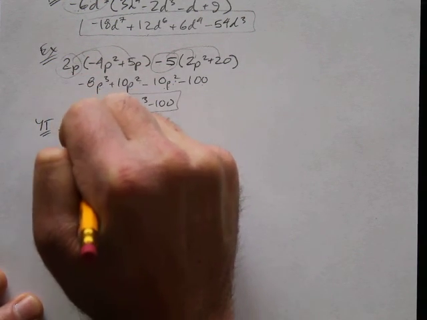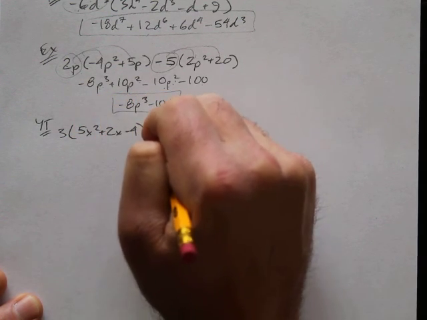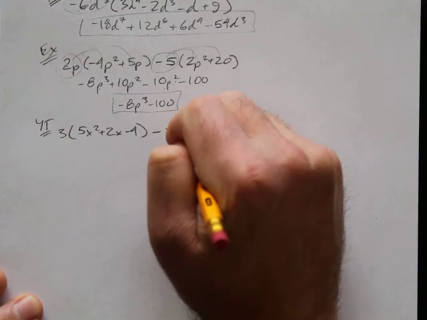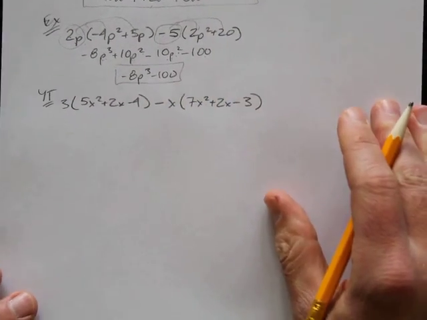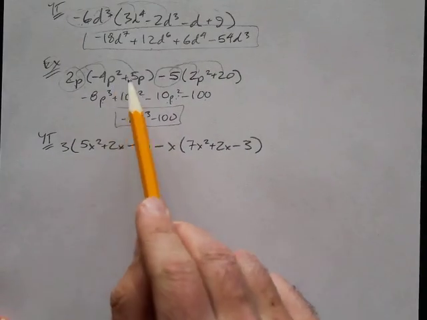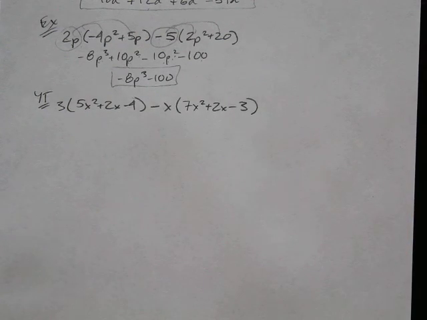3 times 5x squared plus 2x minus 4 minus x times 7x squared plus 2x minus 3. Okay, so do like we just did. Very, very similar problem here. All right, go.